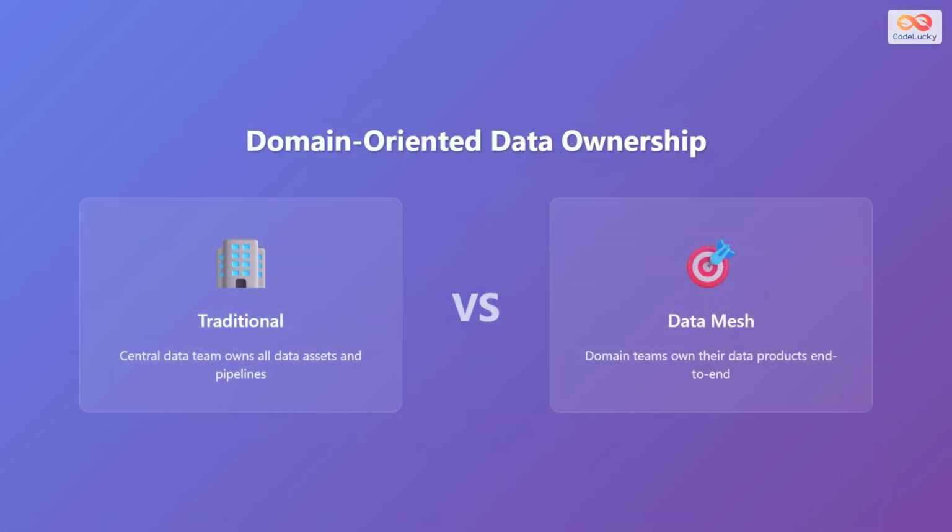In a traditional data architecture, a central data team typically owns all data assets and pipelines. In contrast, with data mesh, domain teams own their data products end-to-end. This means that the teams closest to the data are responsible for its quality, accessibility, and usability.